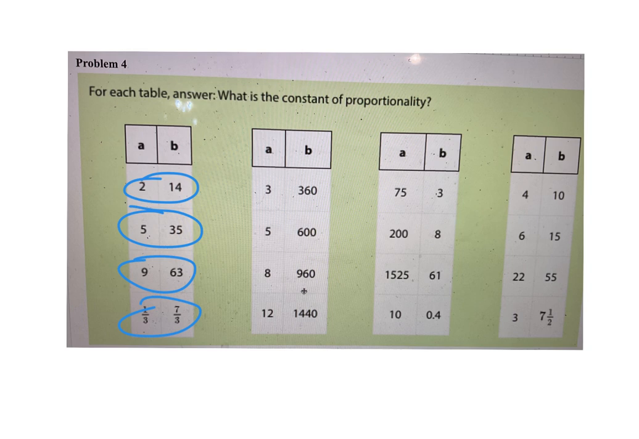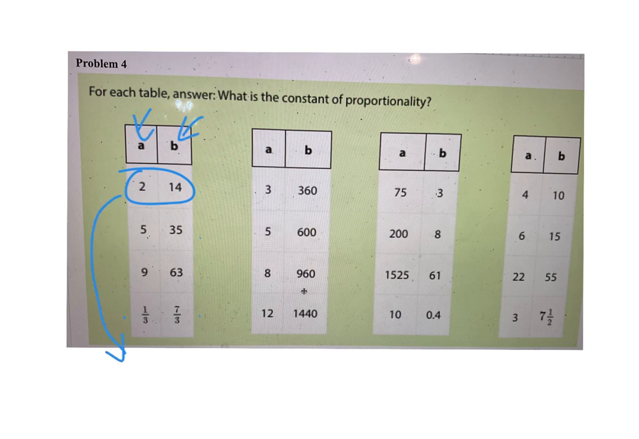So here we go. I choose the first row. It's going to be the right side divided by the left side. So we're going to say 14 divided by 2. That gives me a COP of 7. Same thing for the other one. Doesn't matter which one I choose. I'll choose that one. Why not?